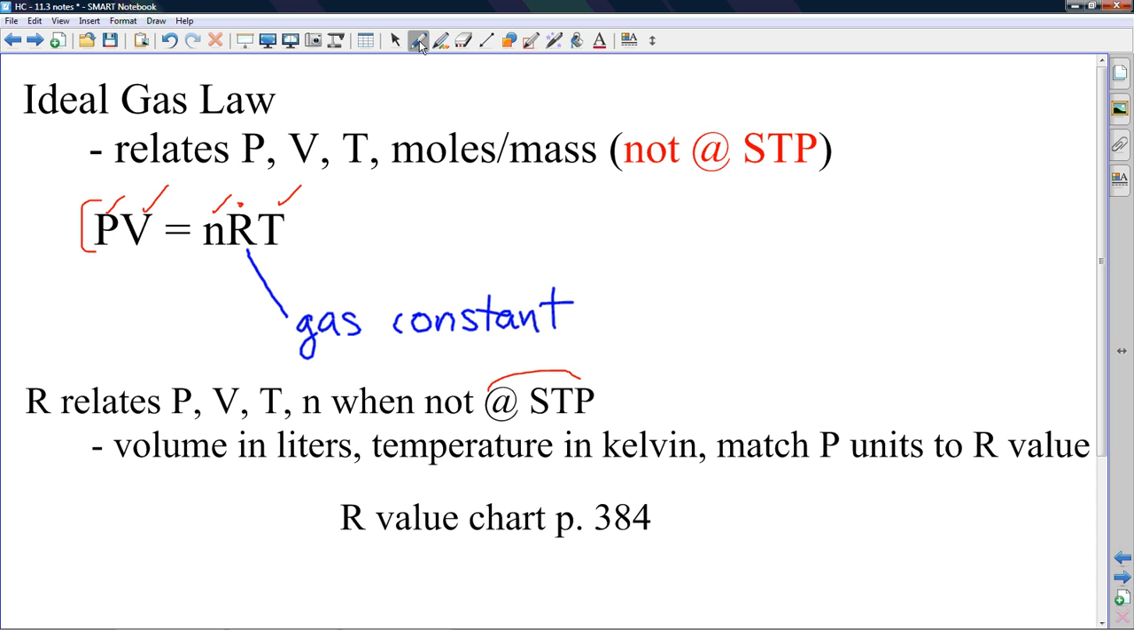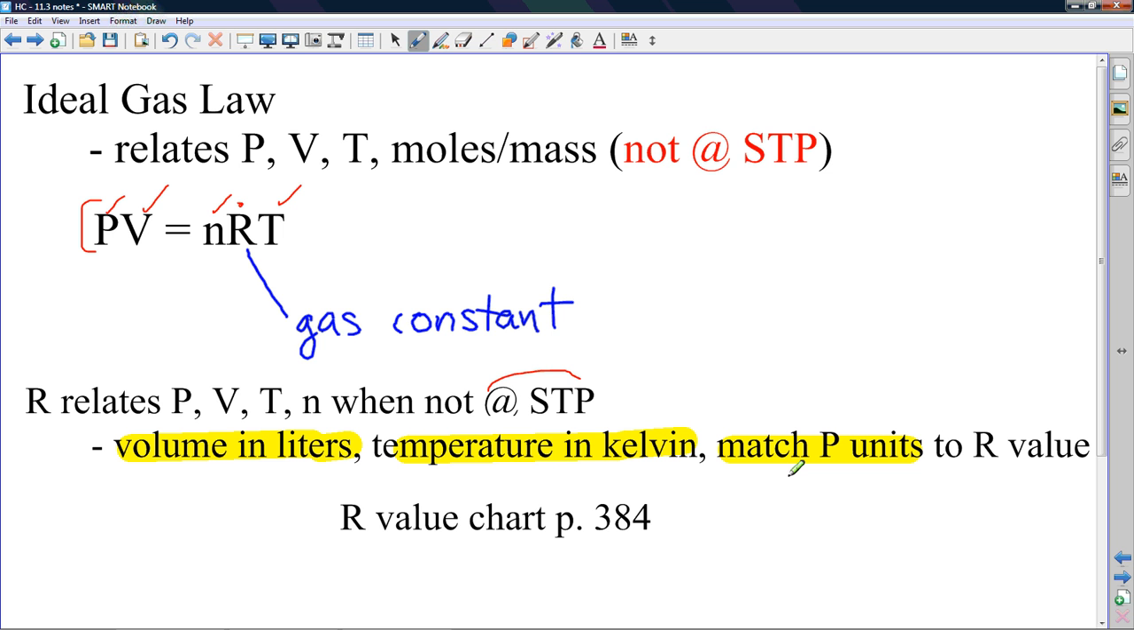Now, it's very important as we're dealing with this. When we're dealing with R values, a couple things have to be set a certain way. Number one, the volume of the gases has to be in liters. Number two, temperature has to be in Kelvin. Number three, there are several R values. The only thing you need to make certain is that you pick an R value that matches the pressure unit. And it's that simple.